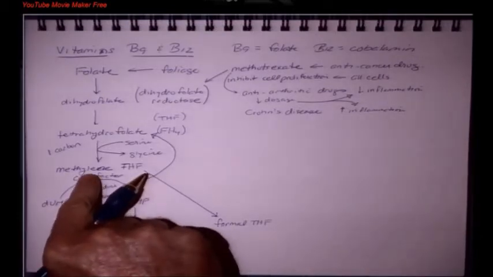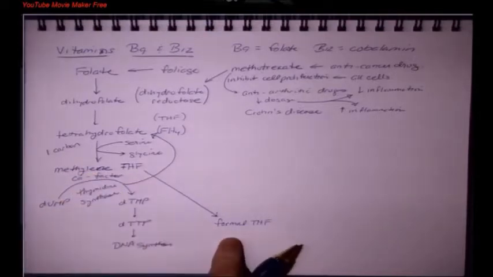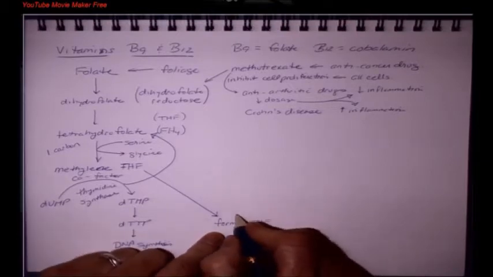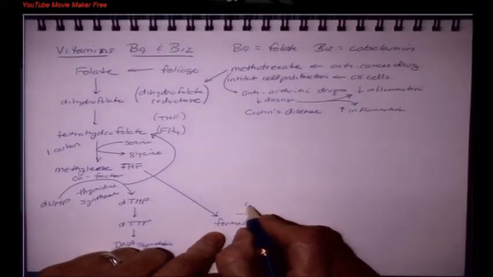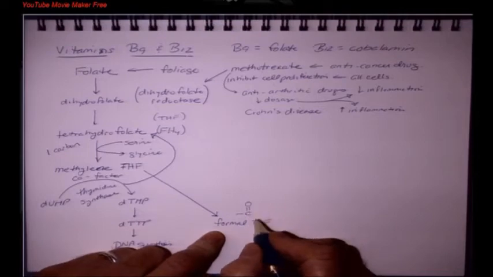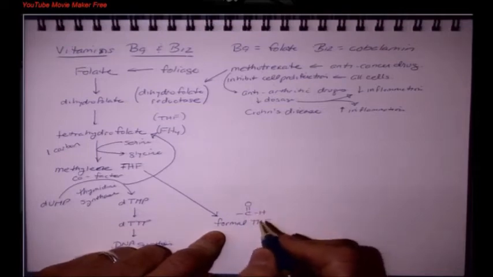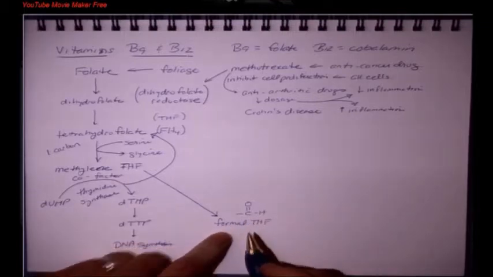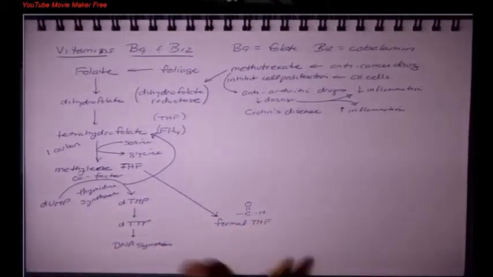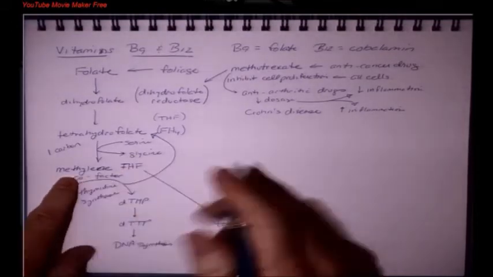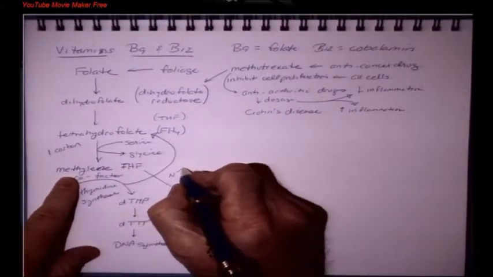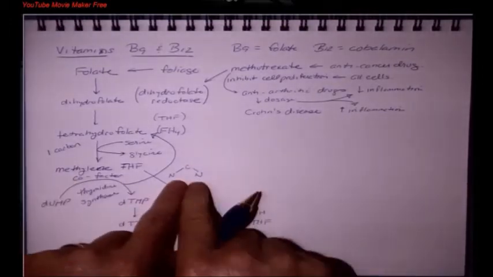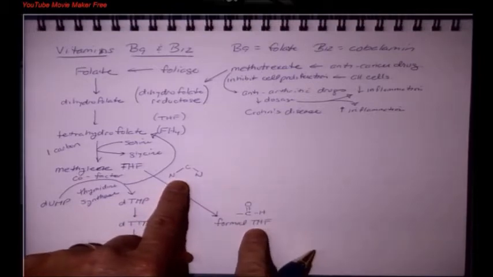Methylene form to formyl, and then the formyl tetrahydrofolate, which is simply not a tuxedo, formal. Wow, you guys are really serious today. Not formal, but it's formaldehyde. And so this methylene form is a nitrogen with a carbon and a nitrogen. And so we're going to convert this into a formaldehyde form.